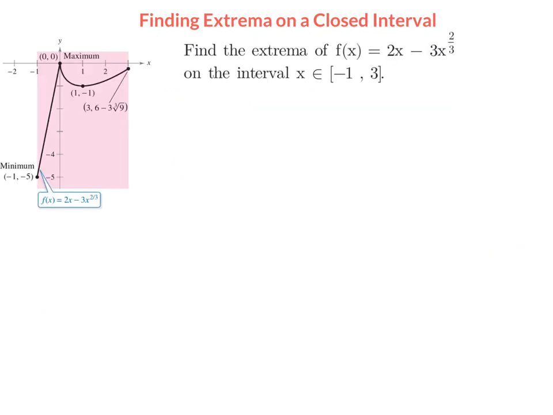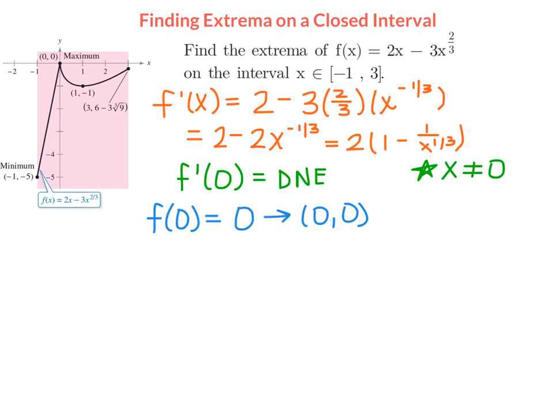So our next example takes this function f of x is equal to 2x minus 3x to the 2/3. Keep in mind that the x is the only thing to the power of 2/3, on the interval from -1 to 3 inclusive. So first things first, I'm going to take the derivative of f of x and set it equal to 0, see what kind of critical numbers I'm working with.